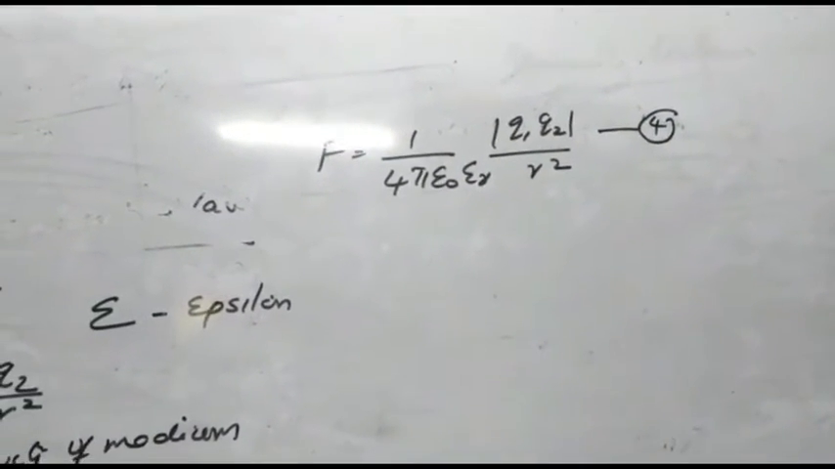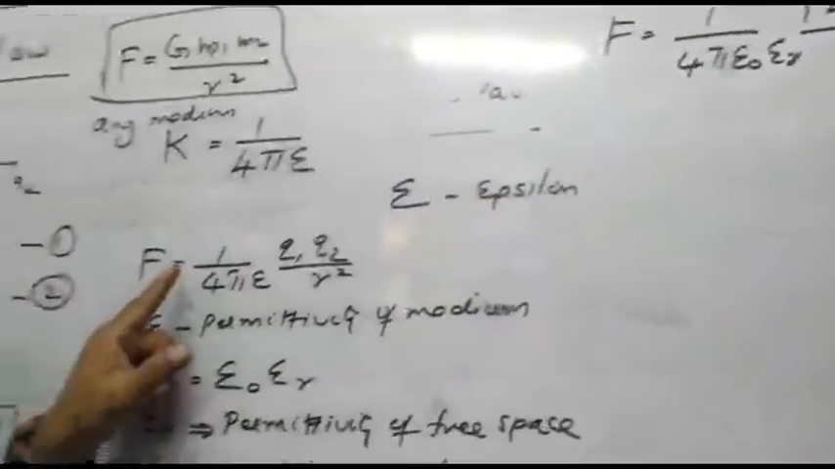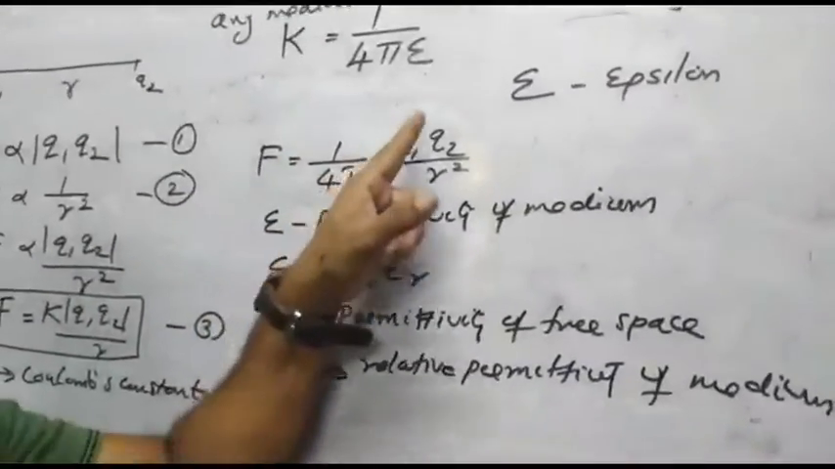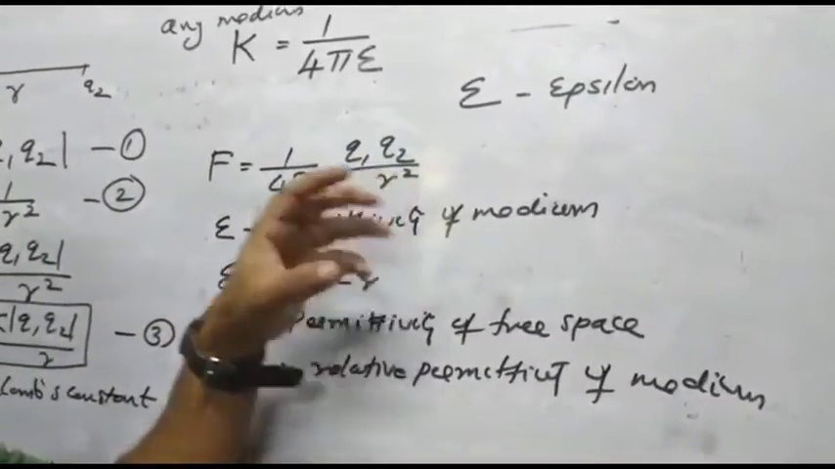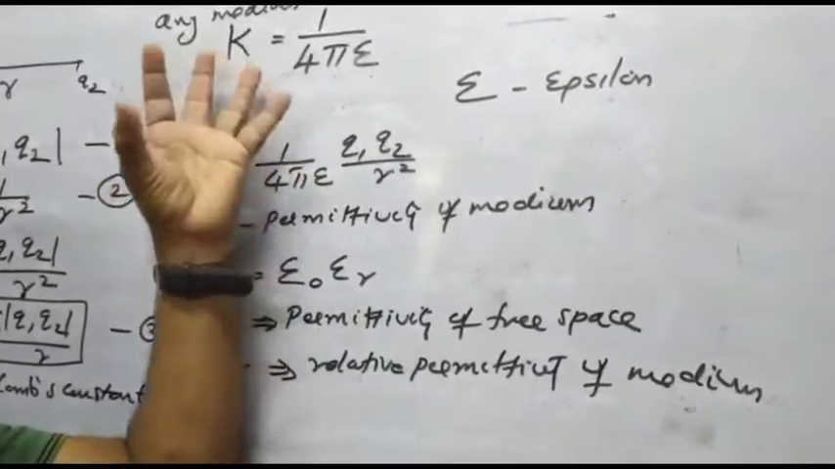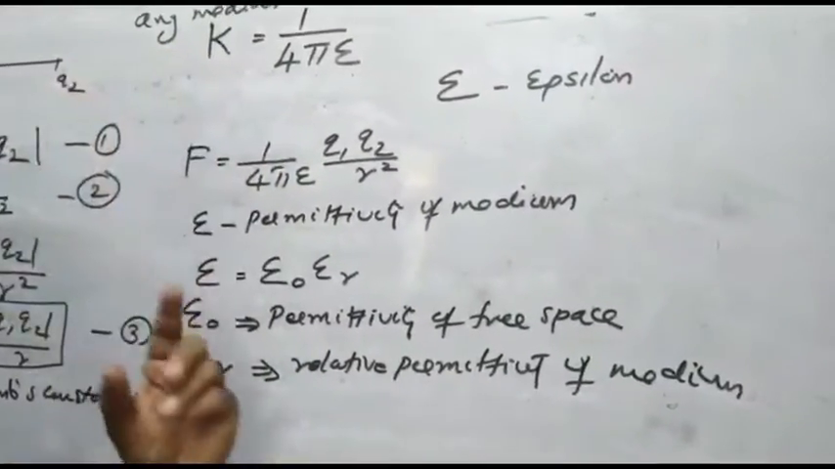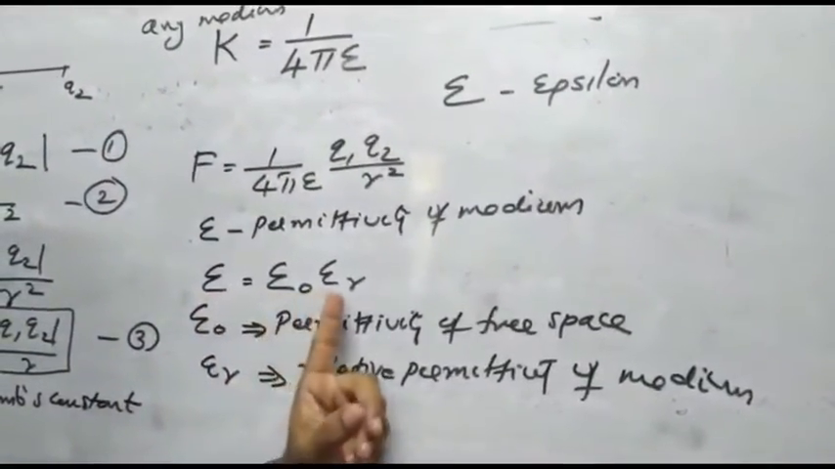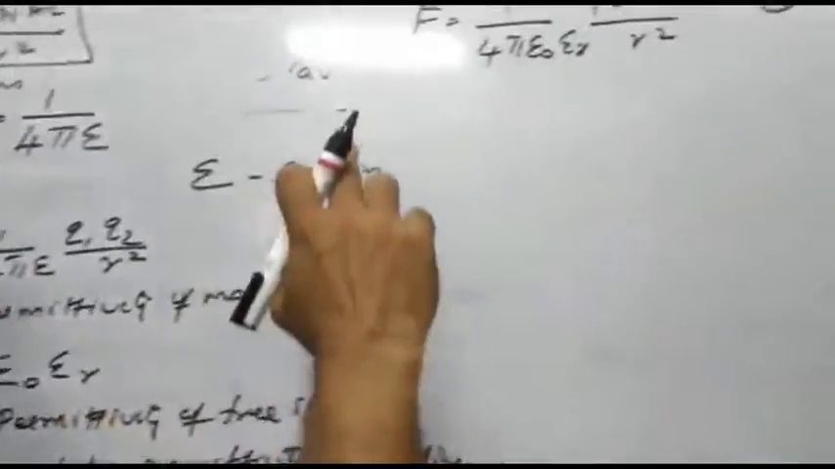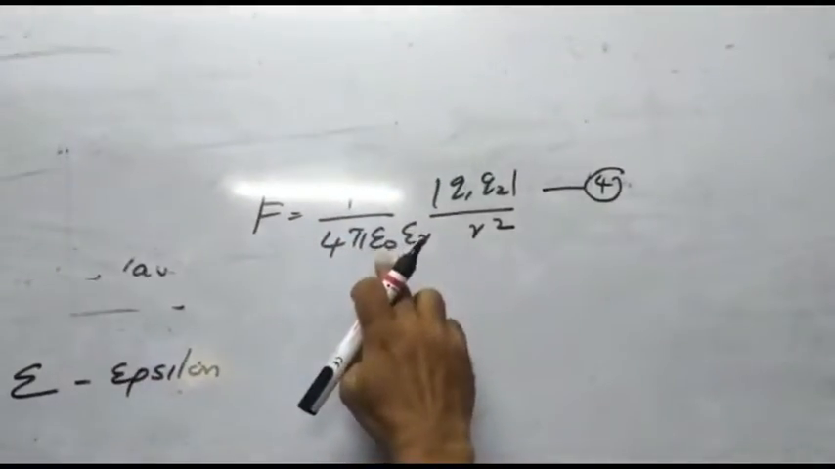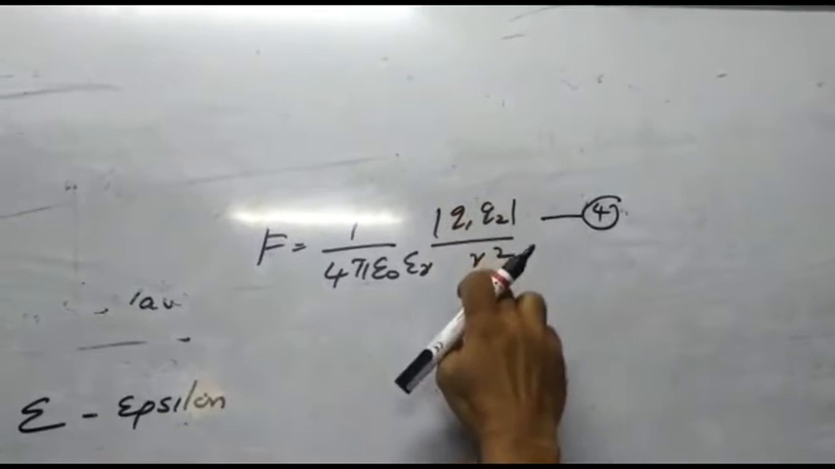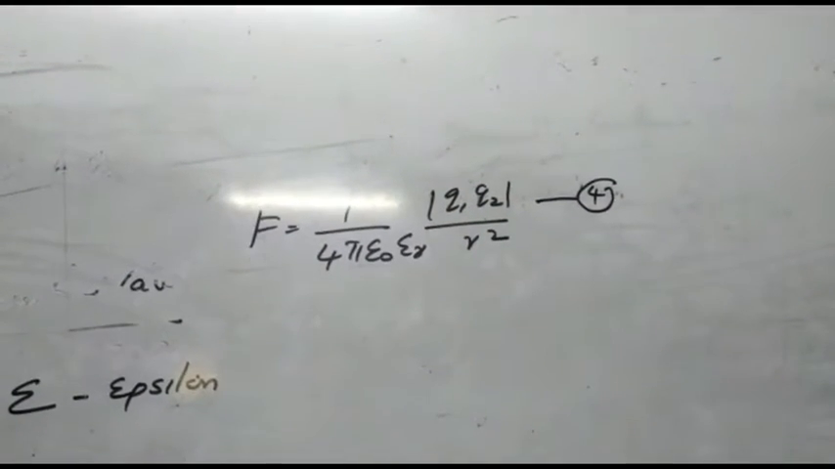And here there is a condition: F equal to 1 by 4 pi epsilon Q1 Q2 by R square is applicable when the charges are placed in any medium. But epsilon is equal to epsilon 0 epsilon r. So, we substitute that value, F is equal to 1 by 4 pi epsilon 0 epsilon r Q1 Q2 by R square.